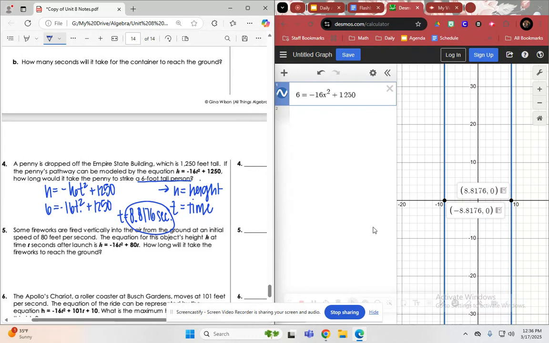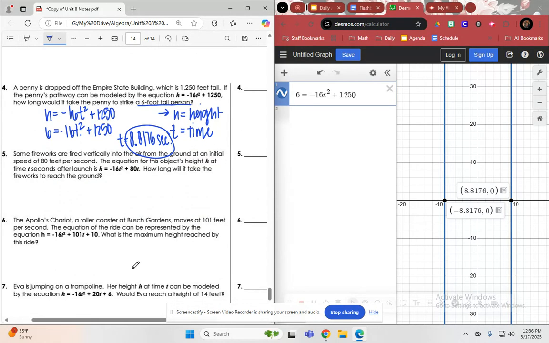Okay, so let's look at number 5. Some fireworks are fired vertically into the air from the ground at an initial speed of 80 feet per second. The equation for this object's height, h, at time t seconds after the launch is h equals negative 16t squared plus 80t. How long will it take the fireworks to reach the ground? So reaching the ground is that 0 feet, right? So that's going to be our x-intercept. So we don't have to adjust our equation at all.